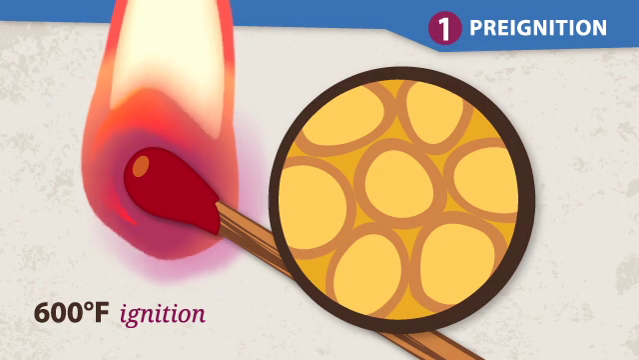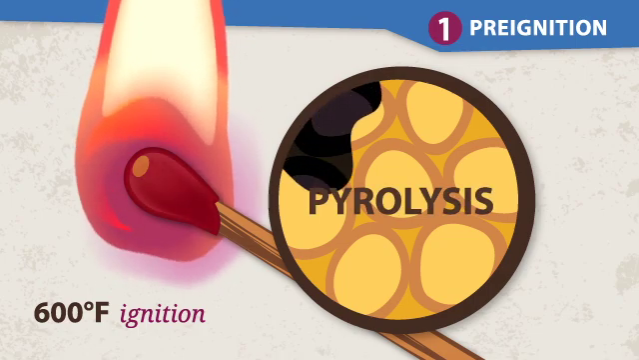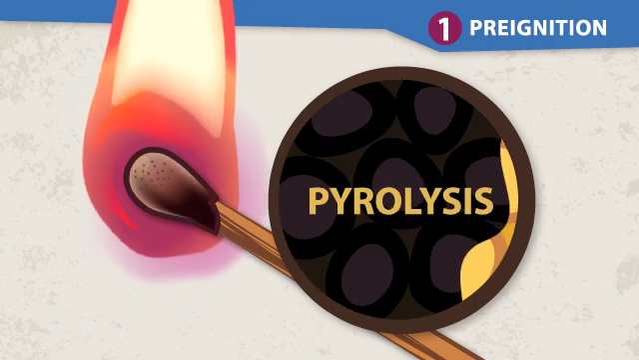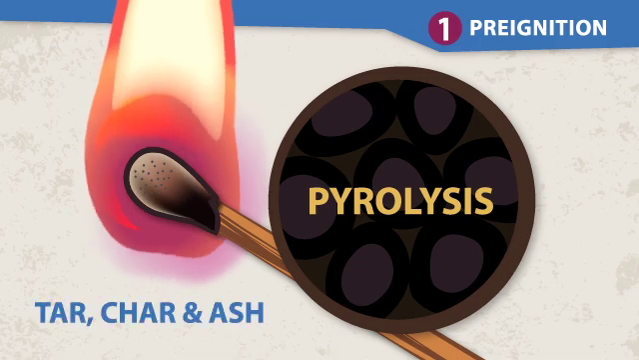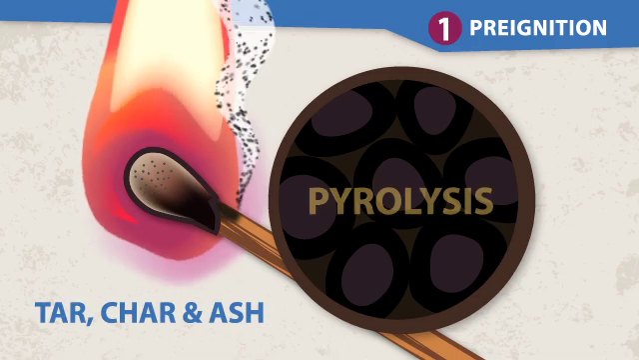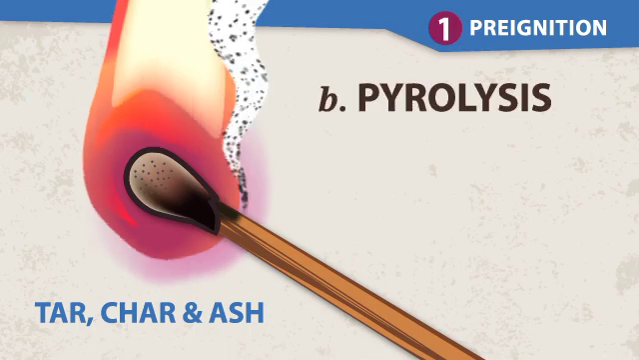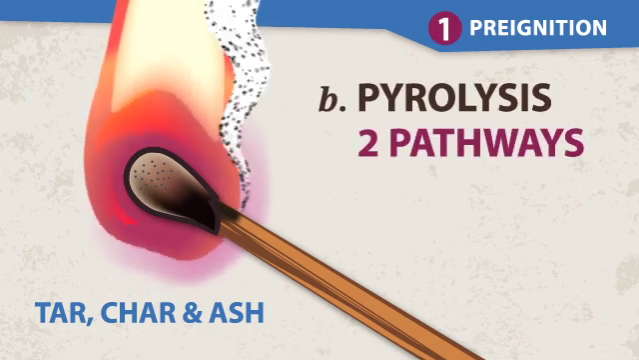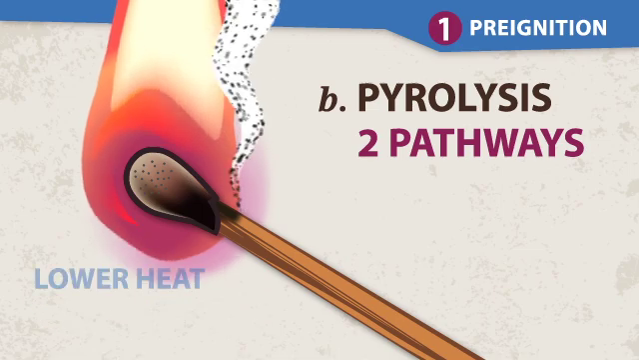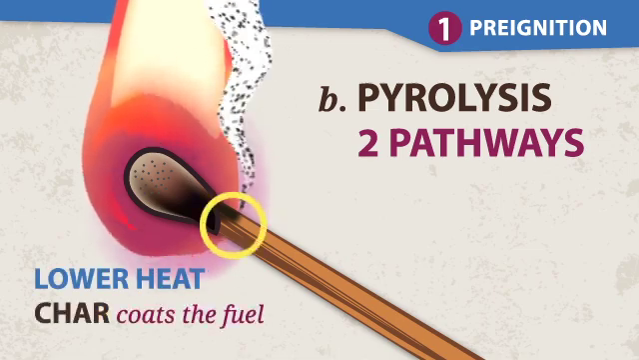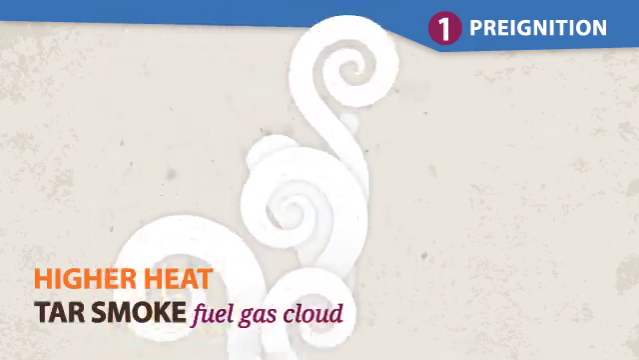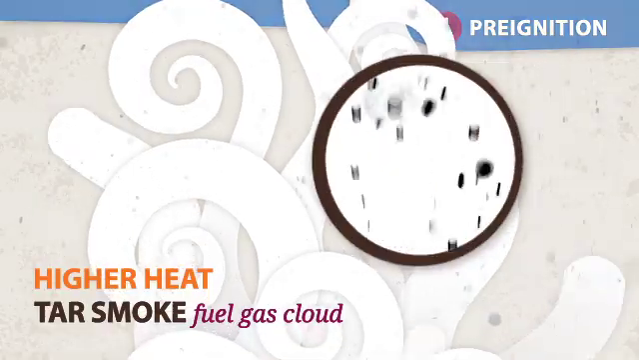Once the water is all burned off and the temperature of the fuel rises, pyrolysis begins. This means the compounds of the fuel are degraded and broken down. This produces volatiles, tar, char, and ash. There are two pathways for the pyrolysis of cellulose, which is one of the most prevalent components in wood. Lower heat creates char, which coats the exterior of the fuel. Higher heat leads to flammable volatiles and tar that form a gas cloud above the fuel.